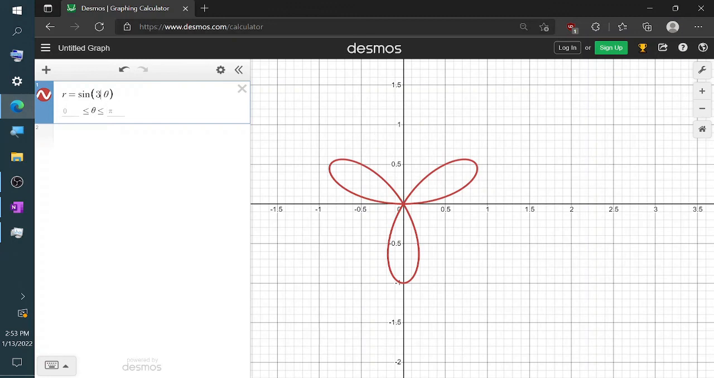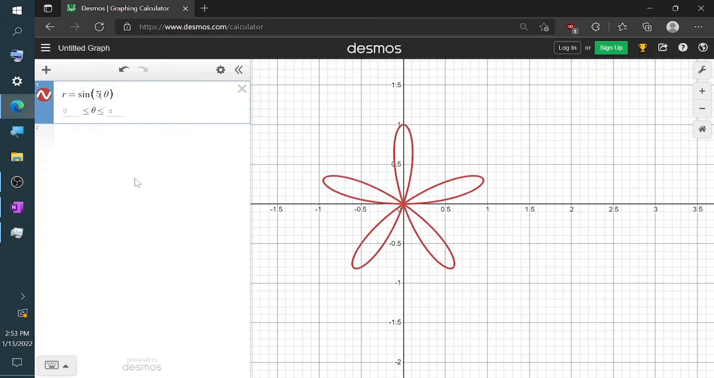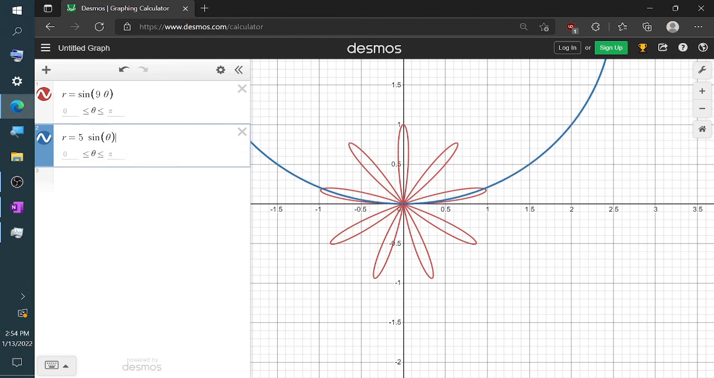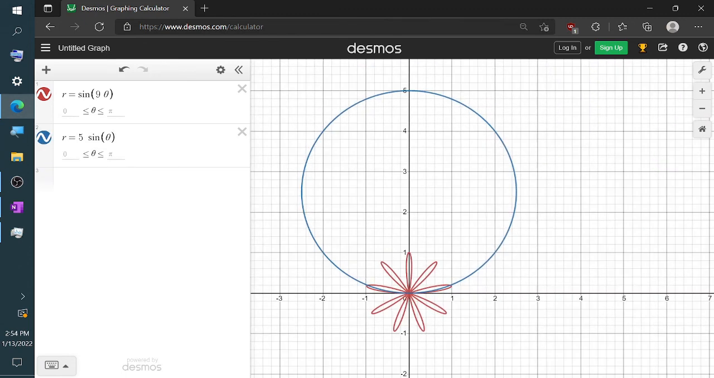If I put 3 in the input, now the number of petals is an exact match to the constant which is in the input. And if I put in 5, likewise, this has 5 petals, 7, 9, and so on. Once again, let's contrast that with what we get if we have a 5 on the outside instead of next to the input. In this case, we get an offset circle. In this case, the circle is offset vertically because we have a sine instead of a cosine. Compare that to the polar rose, which has the constant on the inside, quite a different function.